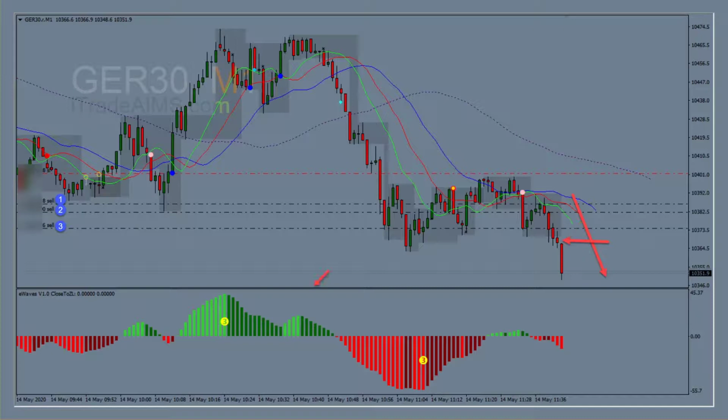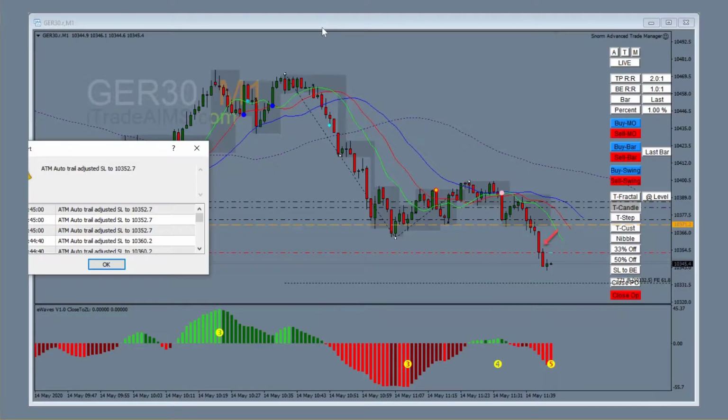When that happens and you hit the trail button, that's it. You don't have to do anything. Just watch, get a box of popcorn, enjoy yourself, sit back and relax. A few minutes later, this is what happens. Candle trail has been clicked. It's moving all three stop losses and trailing the candles.